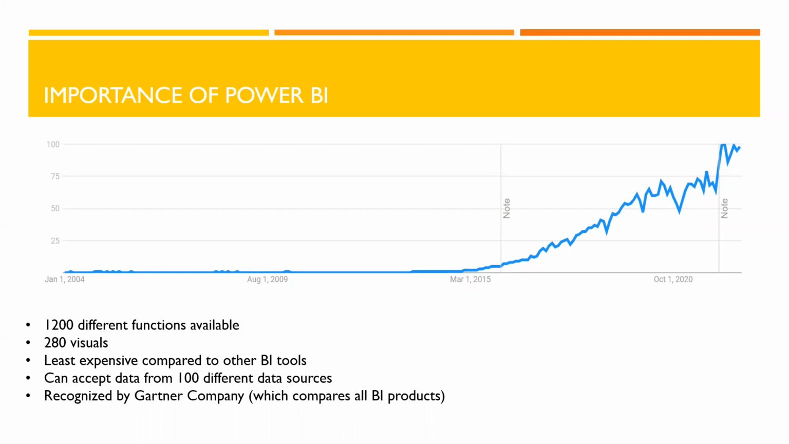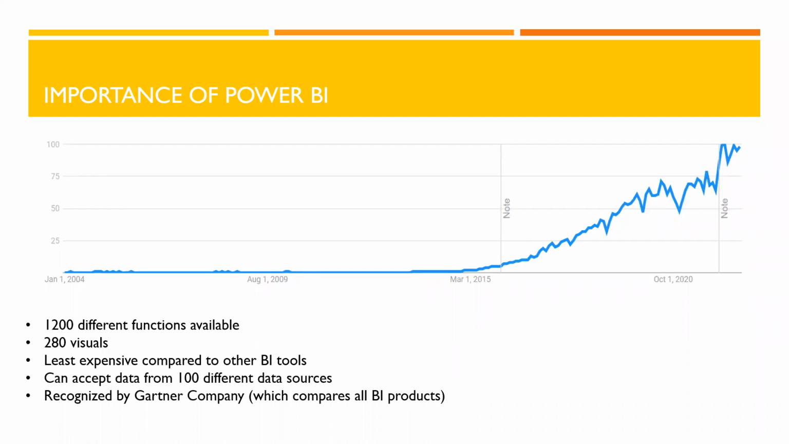Now, regarding the expense, Power BI is one of the least expensive tools. Tableau Public is free, but Tableau Desktop is a paid one and it costs around $70 per month. So it is 7 times more expensive compared to Power BI, right? And also, one thing is that it can accept data from 100 different data sources. In the sense that your file may be Excel, CSV, text, JSON, SQL, that kind of 100 types of files Power BI can handle.